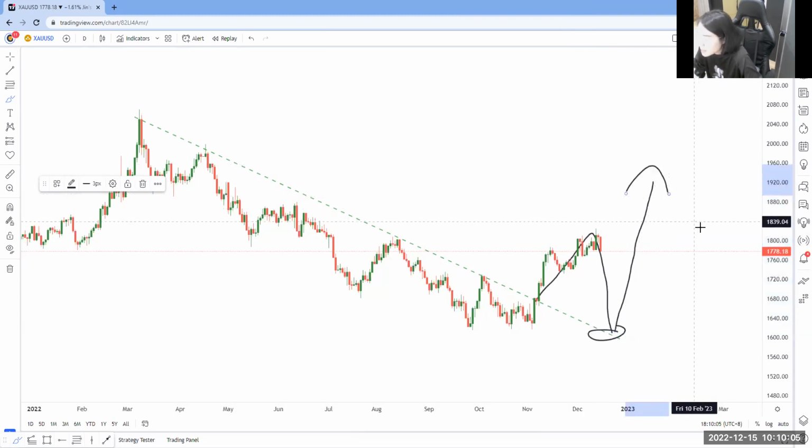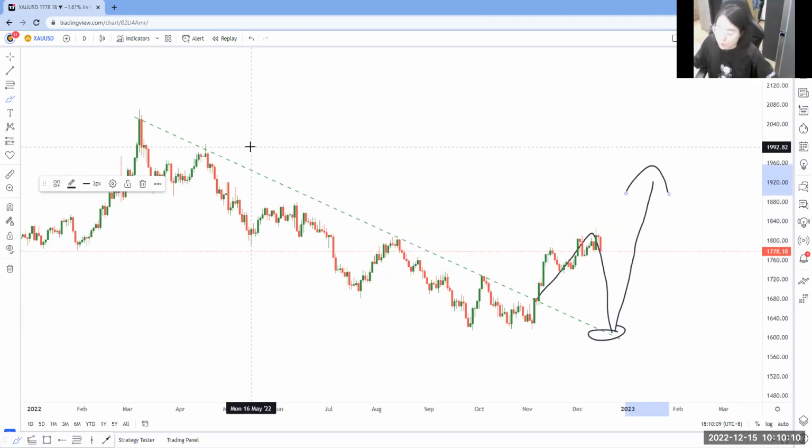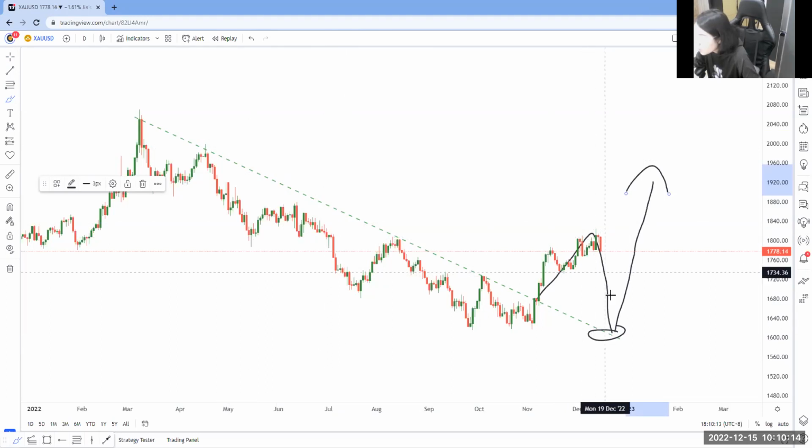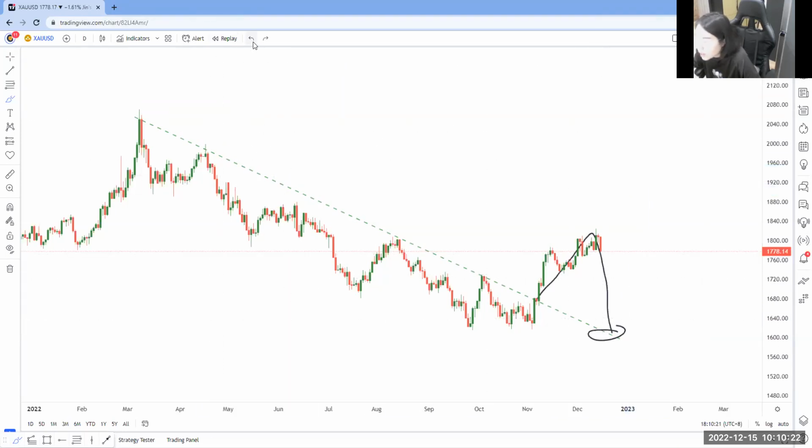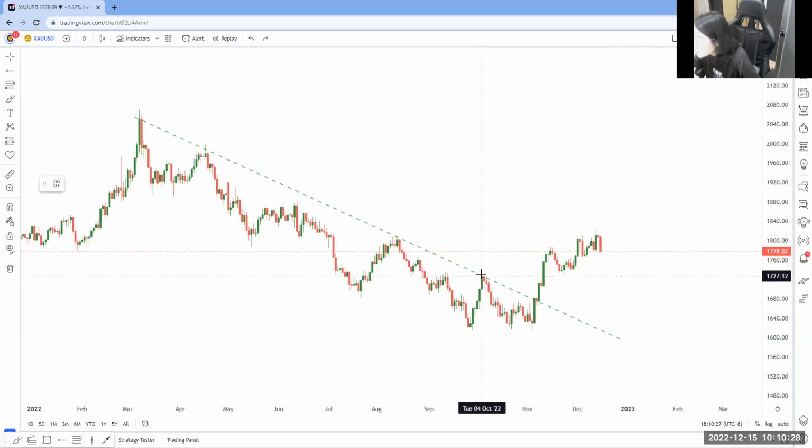Okay, so in this case, just based on that general rule alone, I am a little bit biased that gold is going to come down a little bit more before it continues with its upwards movement. Okay, so now that we have our general directional bias, we can highlight some levels. These levels are going to help us to find our entry, our stop loss, and our take profit.